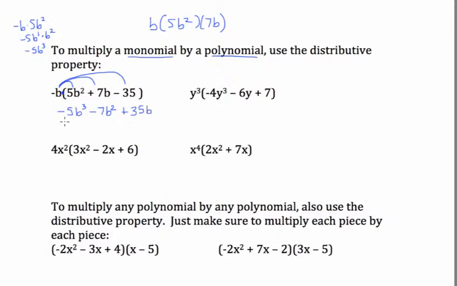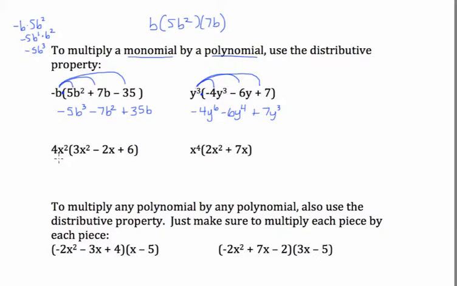Now double check, is there anything there that is like terms that I could add together? Nope, so I'm done. Next one, y to the third. I'm going to distribute that, multiply that times each term in the parenthesis. Y to the third times negative 4y to the third. Well, negative 4y to the sixth minus 6y to the fourth plus 7y to the third. Are there any like terms I can add together? Nope, so I'm done.